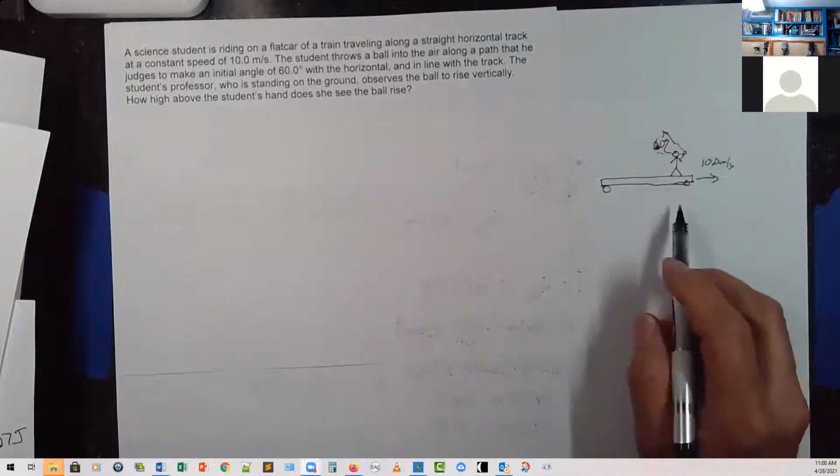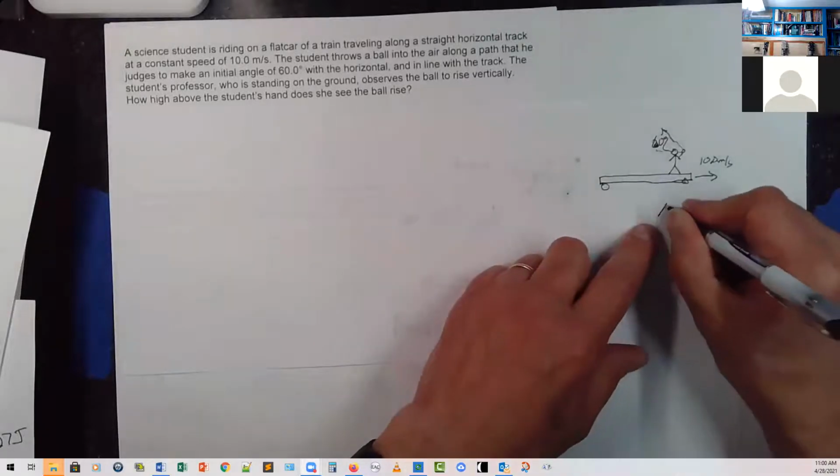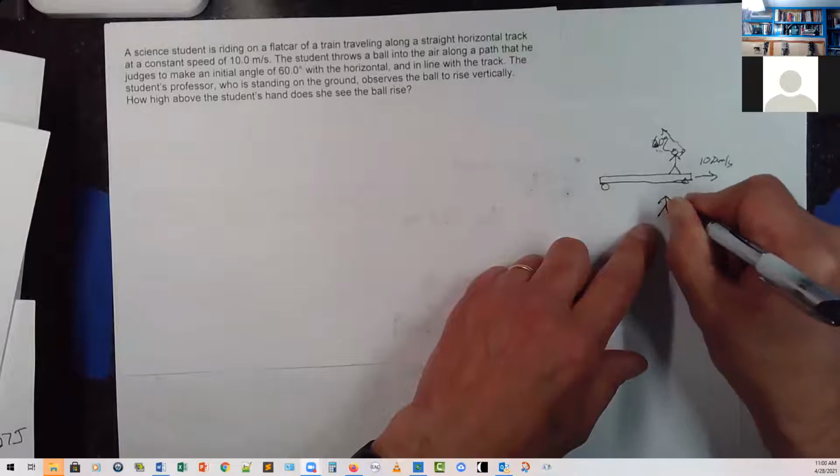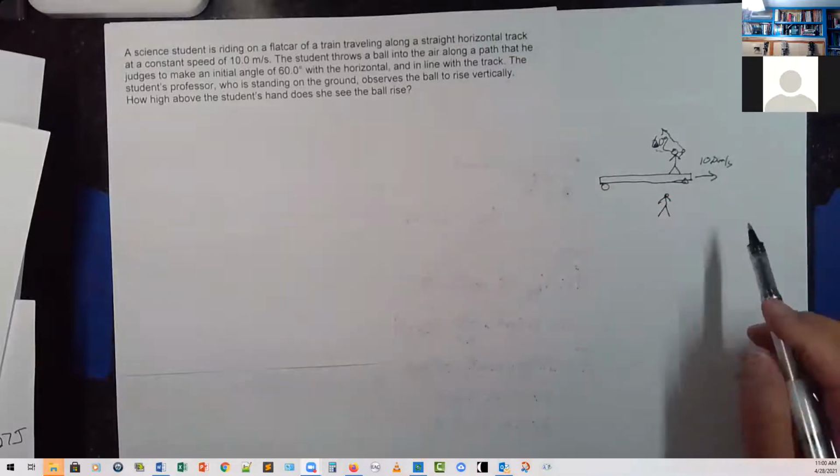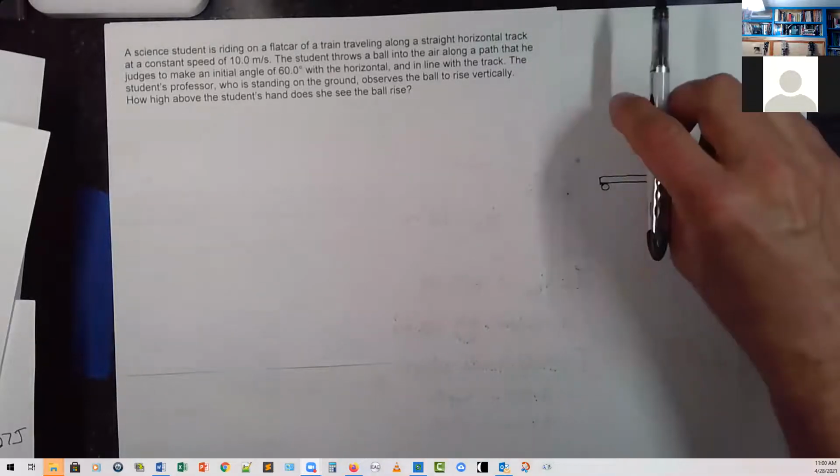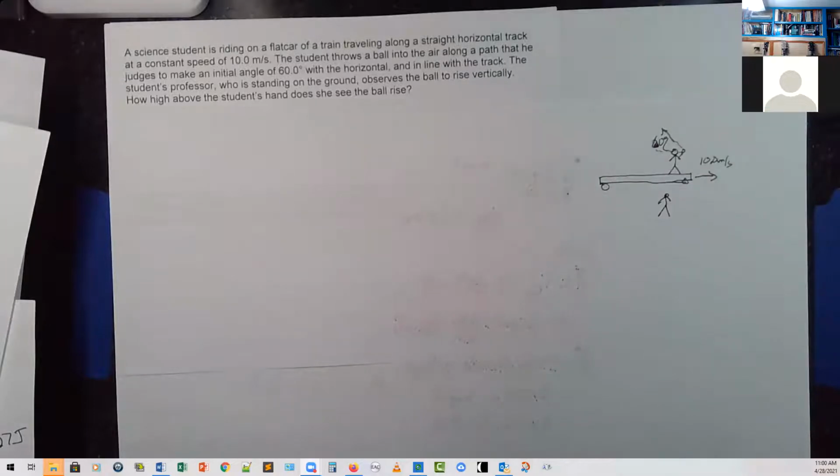But somebody who's standing here at the side of the tracks would perceive the ball as just going straight up and coming straight down.